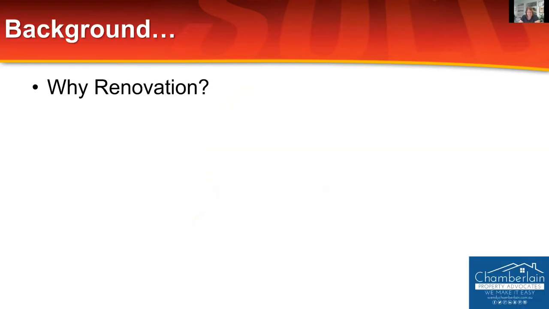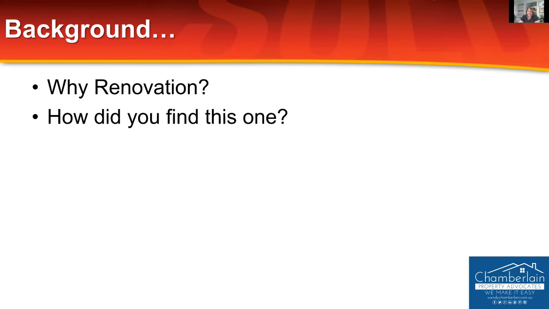Why renovation? What was it that drove you to renovation? I love renovating because I find it fun, but also you can make quick cash, and then you can take that cash to do whatever it is that you want. For us, it allows us to get into our next deal, but it also allows you that choice of lifestyle as well.